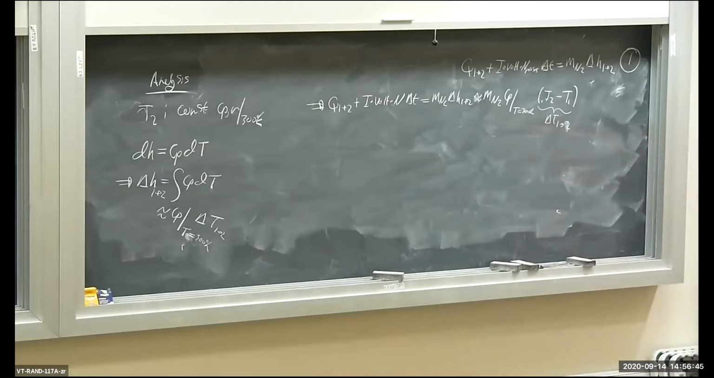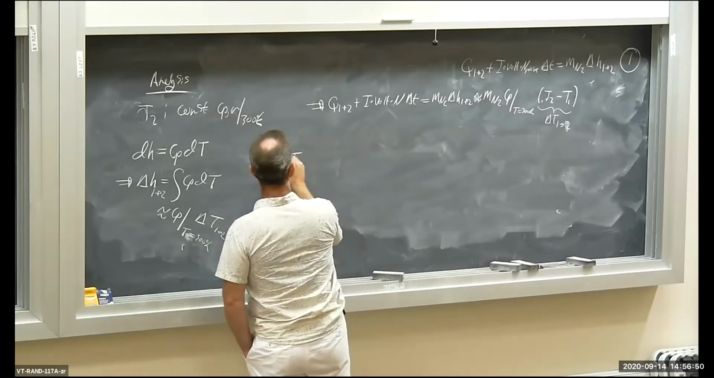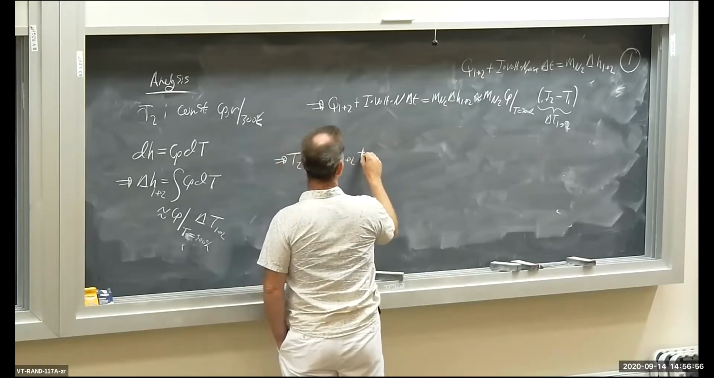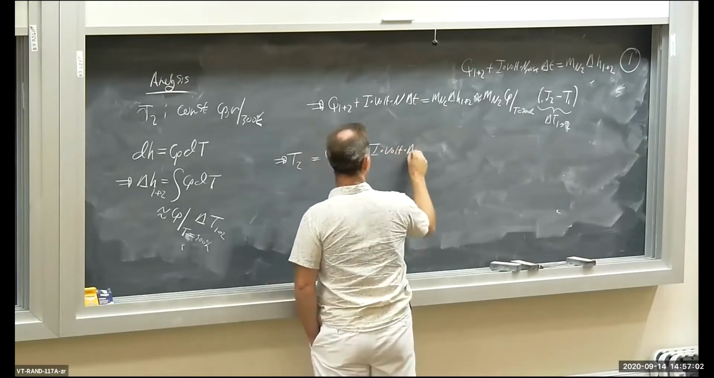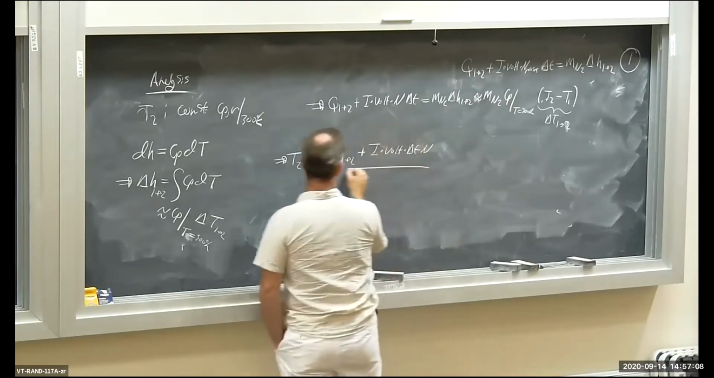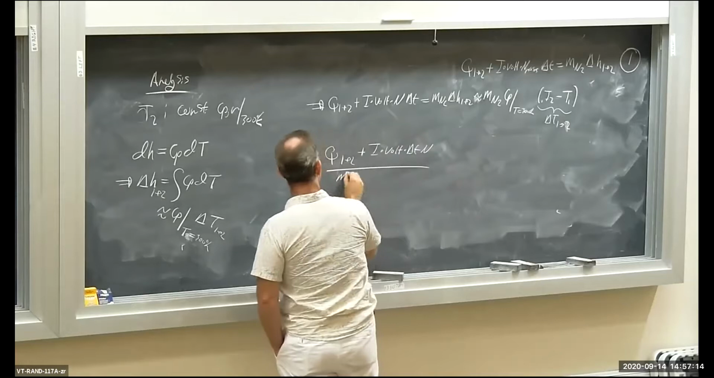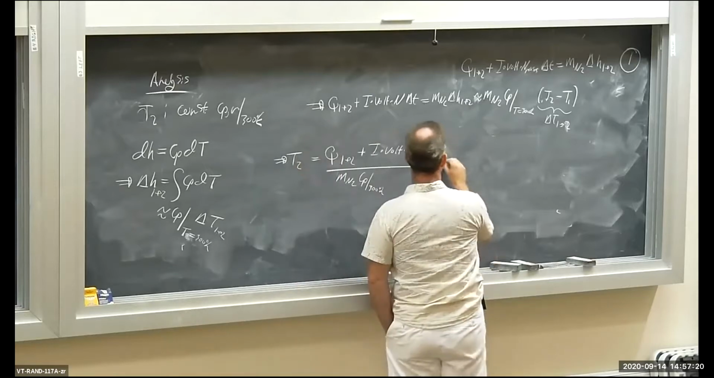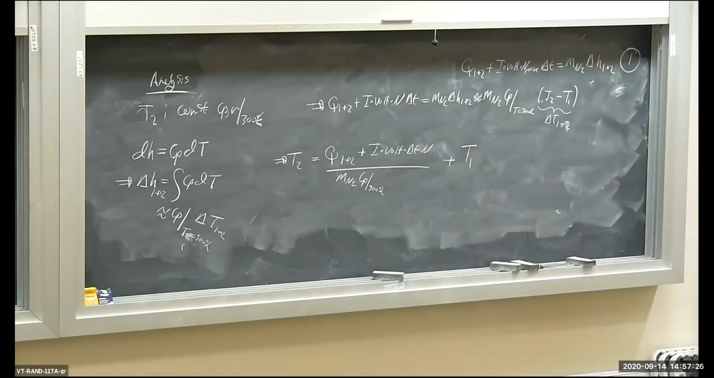Okay, let's solve for T2. T2 is equal to the heat transfer plus the current times the voltage times delta T, and then I have N, number of resistors, divided by M Cp, plus T1. So there's my expression for T2, assuming constant specific heats.